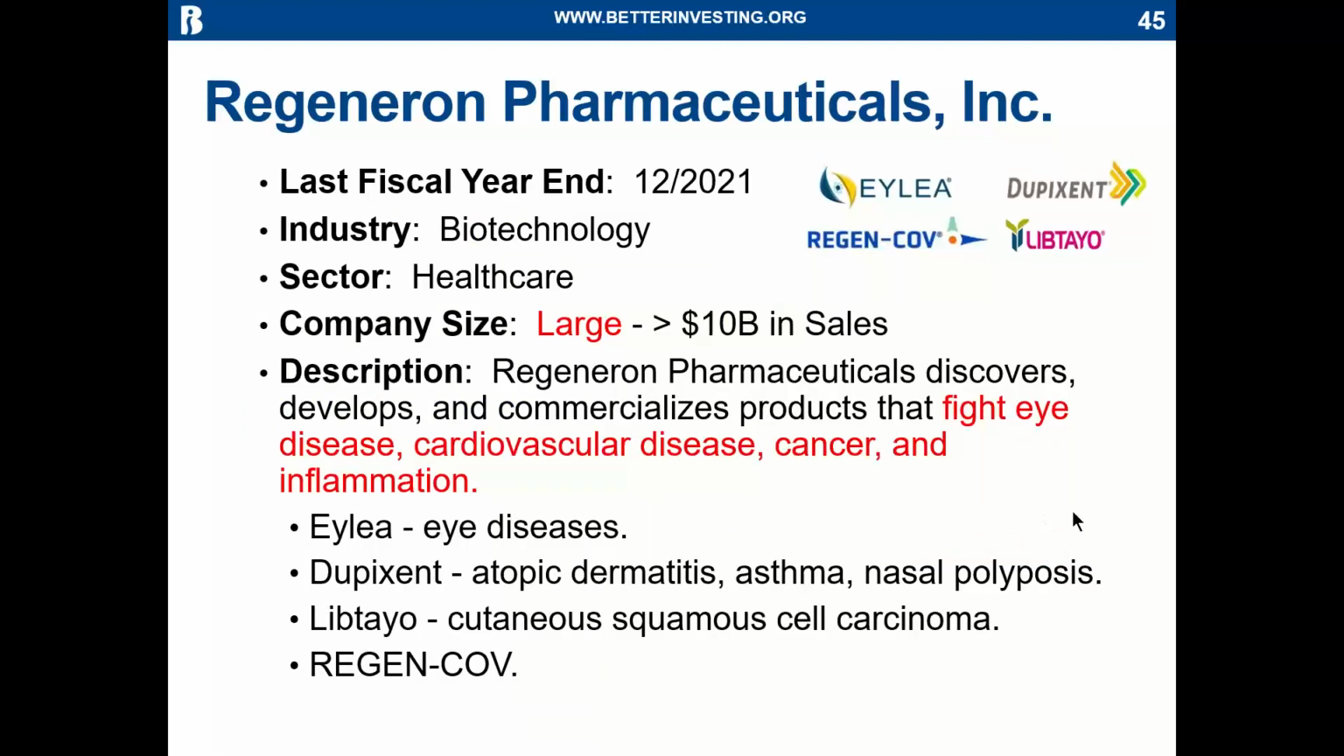So a recap of Regeneron, it is a large company. Now, I highlighted large in red because in my original presentation, Regeneron was actually a medium-sized company. So within a year, it has reached large status in terms of company size. Four of their main products are Eylea, Dupixent, Libtayo, and Regencov, and they develop these products to fight eye disease, cardiovascular disease, cancer, and inflammation.